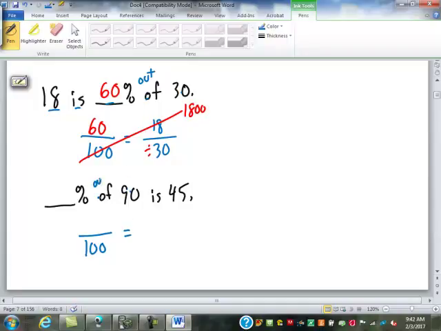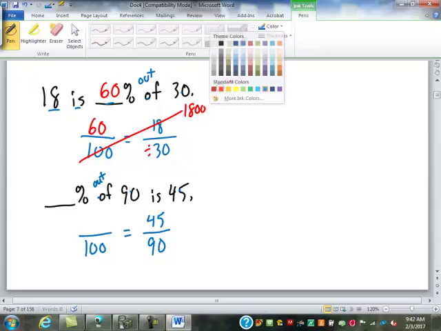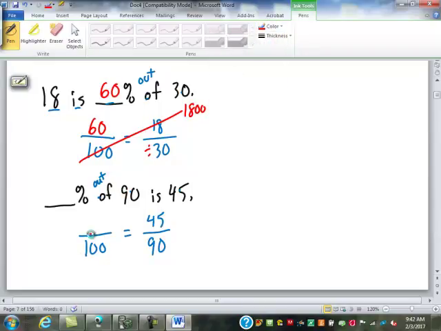Out of 90 can be read as "out of 90," which implies the 90 will go on the bottom. The part is 45, so the 45 is on top. We'll cross multiply and divide to find our missing percent. 100 times 45 is 4,500, divided by 90 is 50. So 50% of 90 is 45.